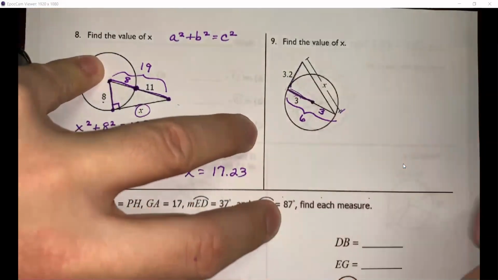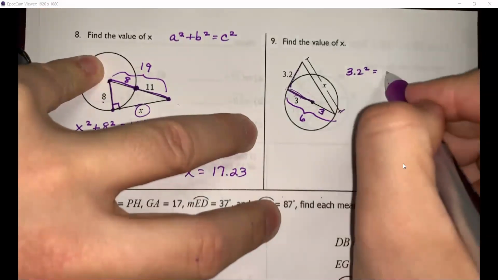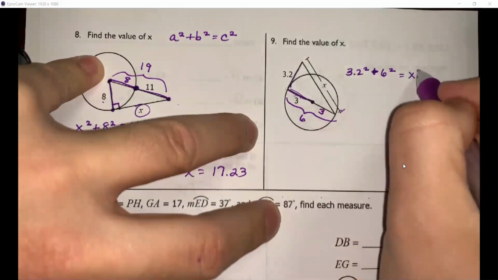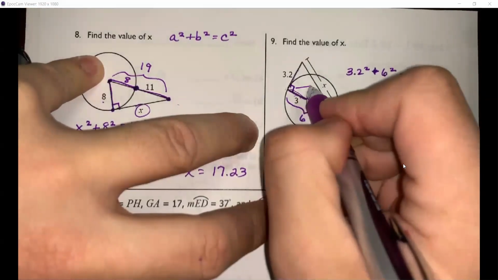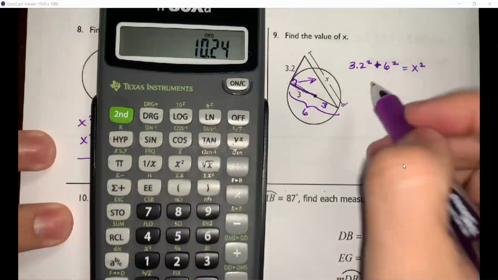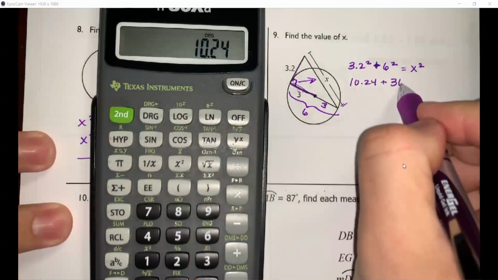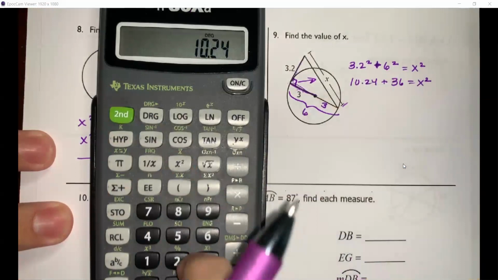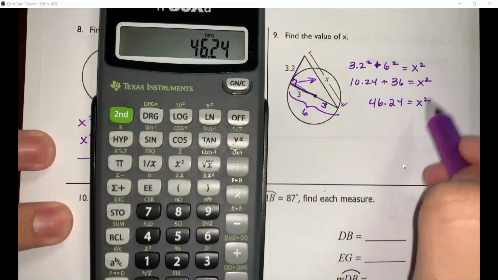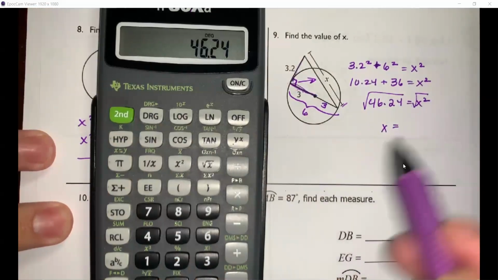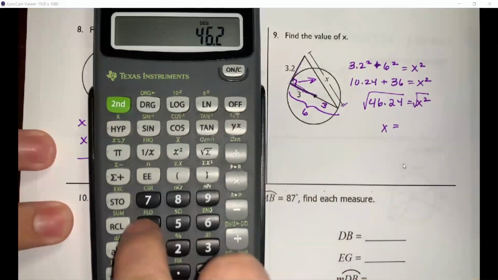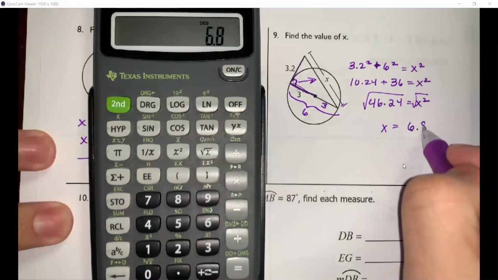So now I have everything I need. I know that 3.2 squared plus 6 squared is equal to the hypotenuse squared, because that's opposite of the 90-degree angle. So now I'll just do the math. 3.2 squared is 10.24, plus 36 is 46.24, equals x squared. And now to get x by itself, I take the square root of both sides. So x is equal to... why did I erase that? So the square root of 46.24 is 6.8.